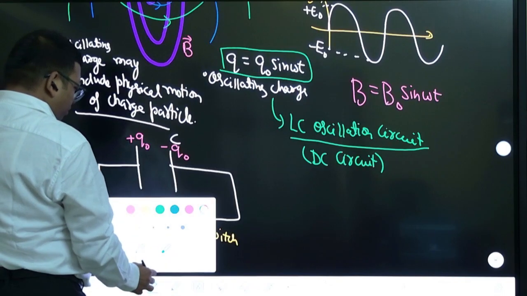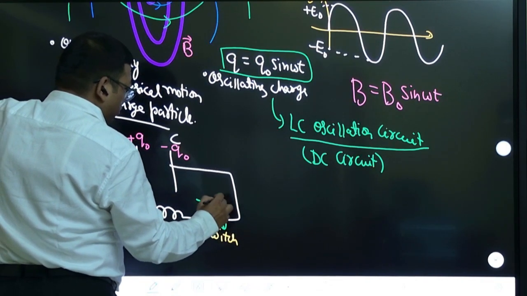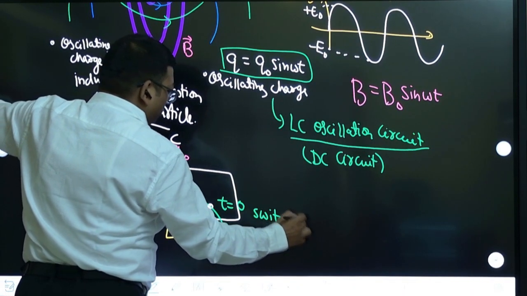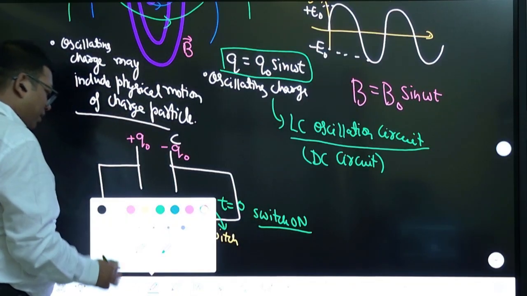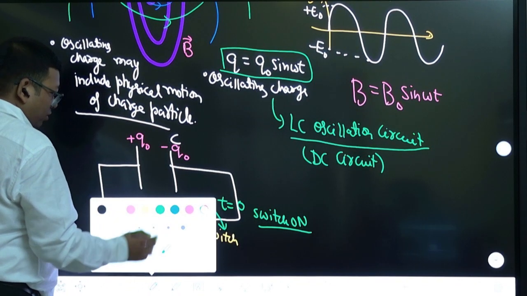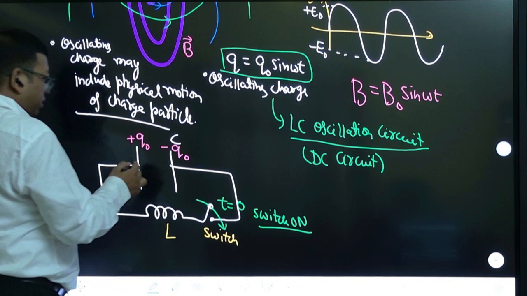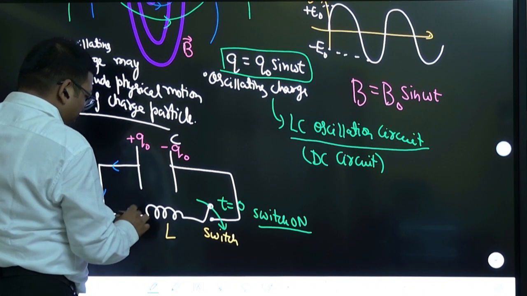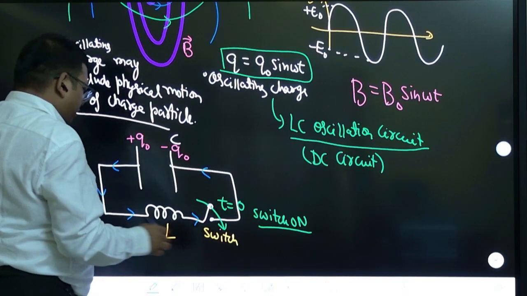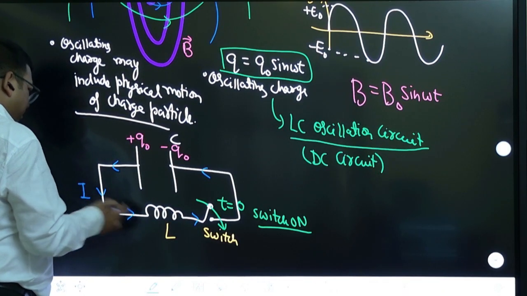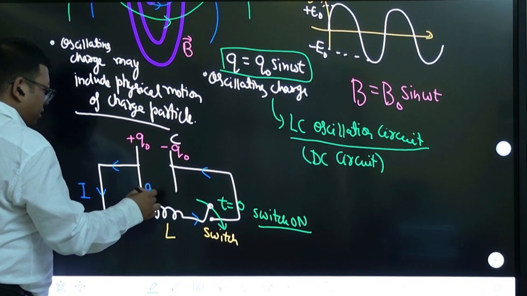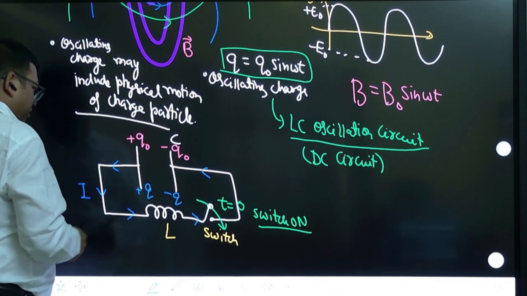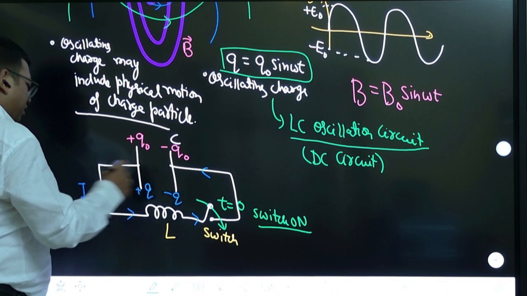Now, at time equal to 0, you switch on. If you switch on at time 0, then what happens? Let us apply Kirchhoff's law. It has plus and minus, so it will start discharging, sending current this way, right? Let us say this is some current at any time. At any instant of time its charge is plus q and minus q. So this current is going now.